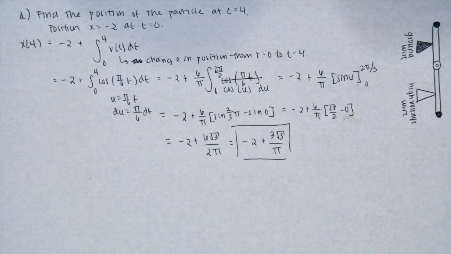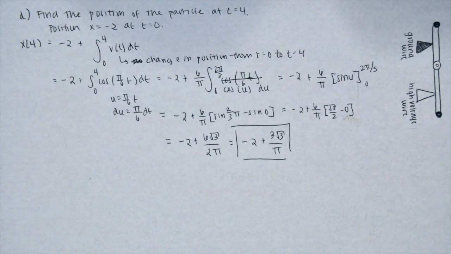So when we plug in cosine of pi over 6t for v of t, we need to find the antiderivative of that. We would obviously get sine if you remember your derivative formulas, but we're going to need to do a little bit of u substitution in order to do that. So if we do u equals pi over 6t, we get the derivative of u is pi over 6t dt. So we plug that in, and then we get negative 2 plus 6 over pi times the integral of cosine u du. We need to plug in our limits back into the u equation in order to get the correct limits. We get 2/3 pi and 0.